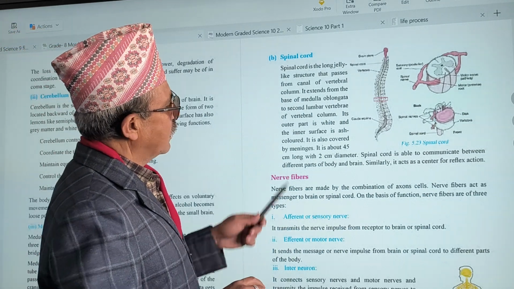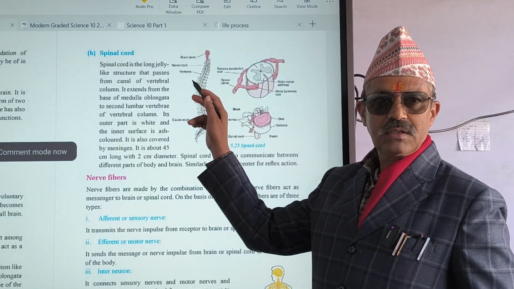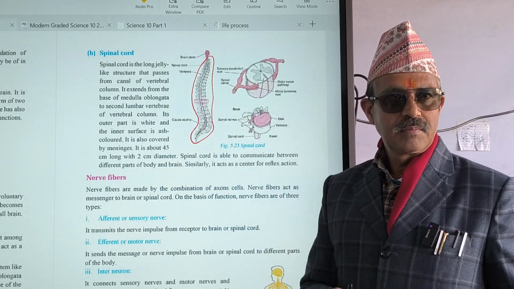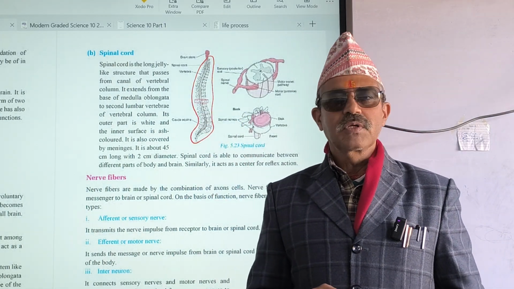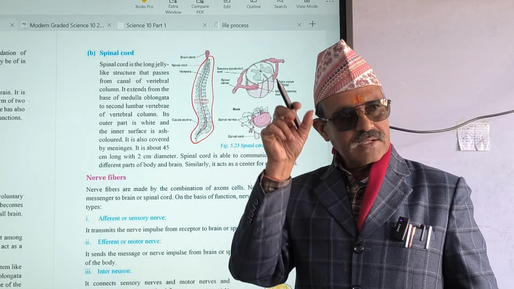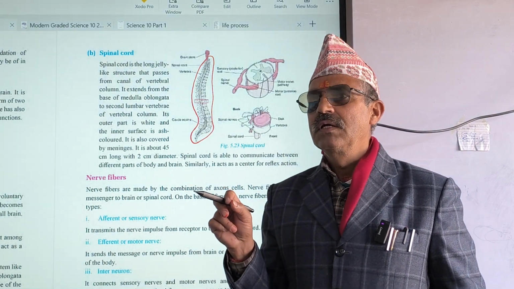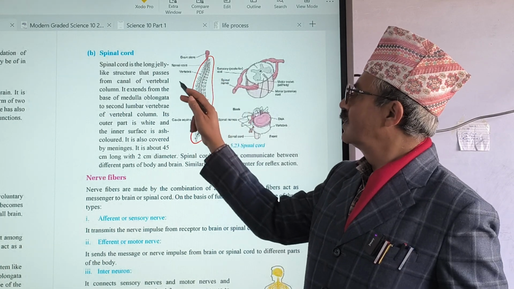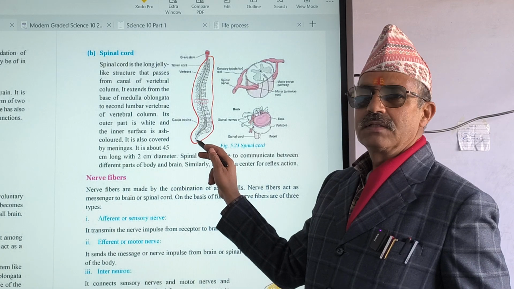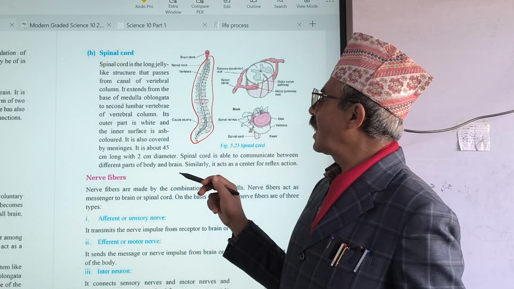Now we are discussing the next part. What is that? Spinal cord. So this is backbone. Backbone contains 26 bones. 20 small bones are there. At the center of backbone, there is one cavity. There is a hollow structure, and that hollow structure is filled with spinal cord. So spinal cord extends from neck to tail, neck region to tail region, inside neural cavity.